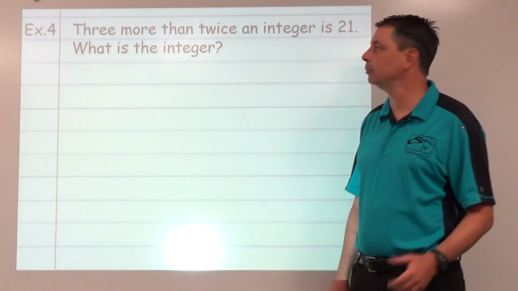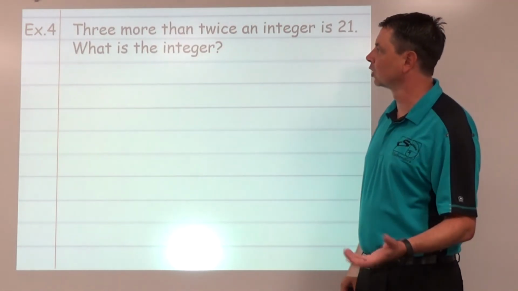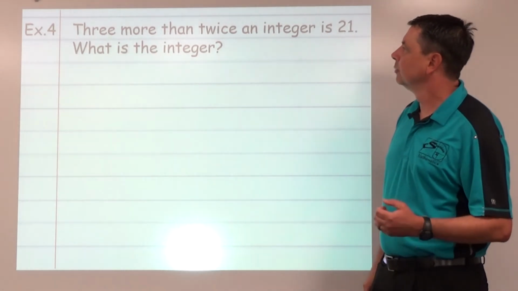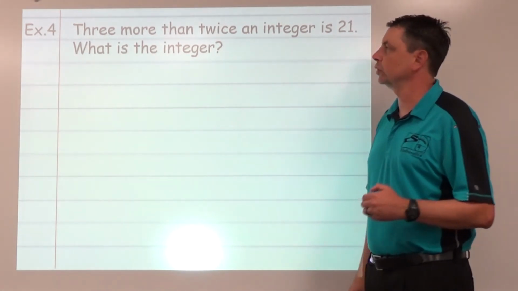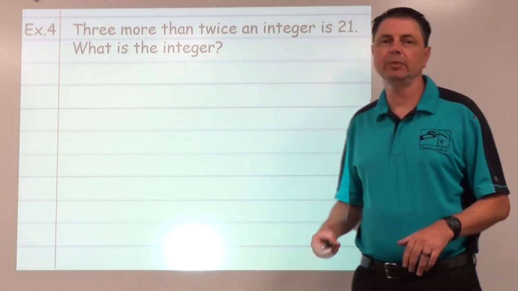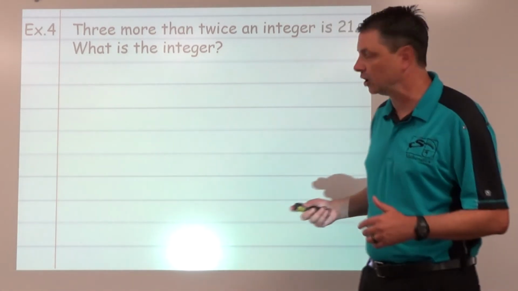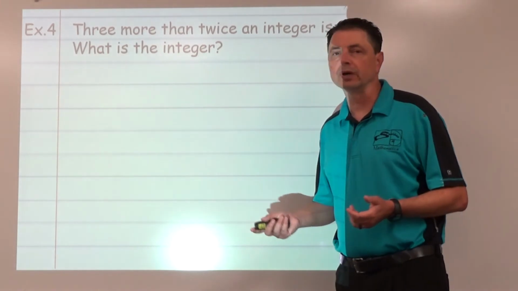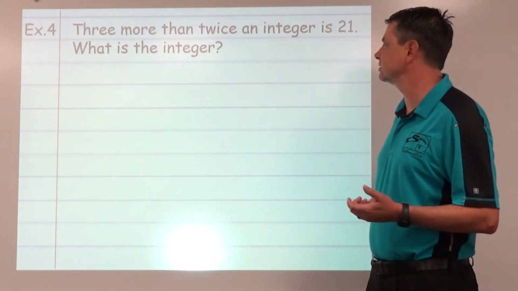All right, final example today. We have a word problem here. 3 more than twice an integer is 21. What is the integer? So here are going to be our class rules for solving word problems. It has to be done with these steps.